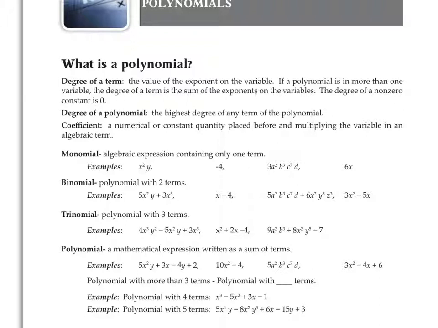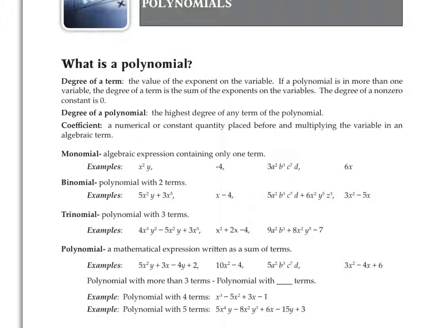Inside of a term, there can be numbers, variables, exponents. The degree of the term is the sum of the exponents. We're going to talk about degree in just a minute. The coefficient of a term is the number part at the front of the term. We see some definitions for different types of polynomials here.